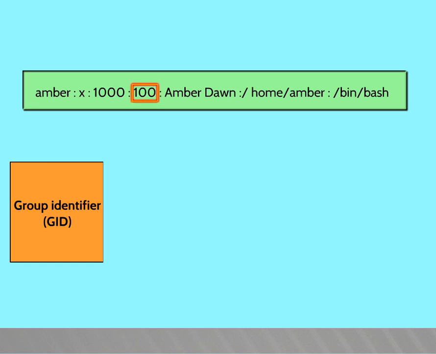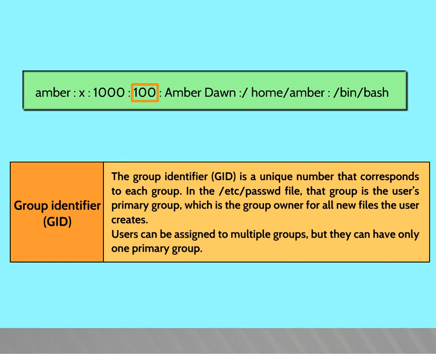Group identifier, that is GID. The group identifier, that is GID, is a unique number that corresponds to each group. In the /etc/passwd file, that group is the user's primary group, which is the group owner for all new files the user creates. A user can be assigned to multiple groups, but can have only one primary group.